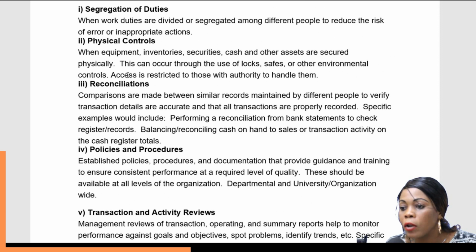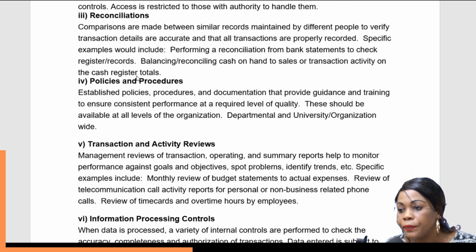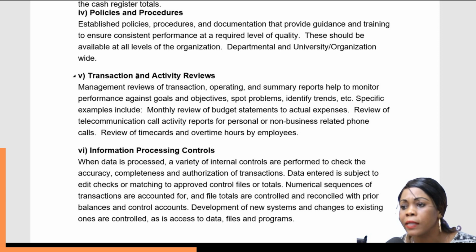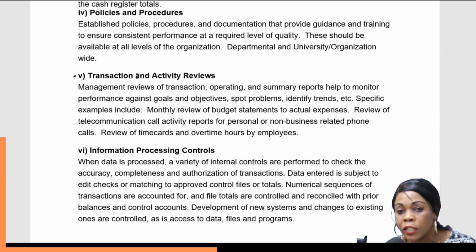Another internal control is policies and procedures. These are the established policies, procedures and documentation that provide guidance and training to ensure consistent performance at a required level of quality. They should be available at all levels of the organization. Okay, it's either departmental, university or organization wide.